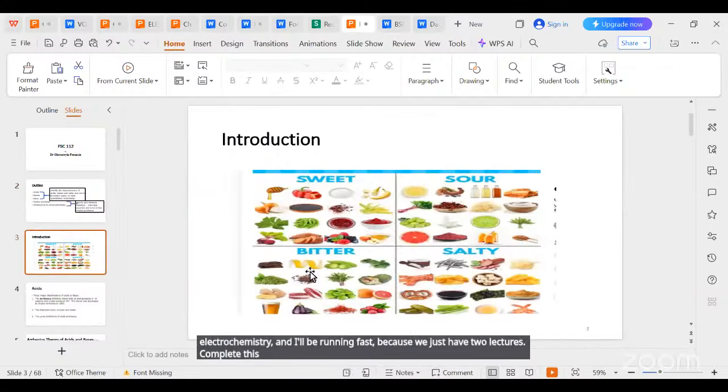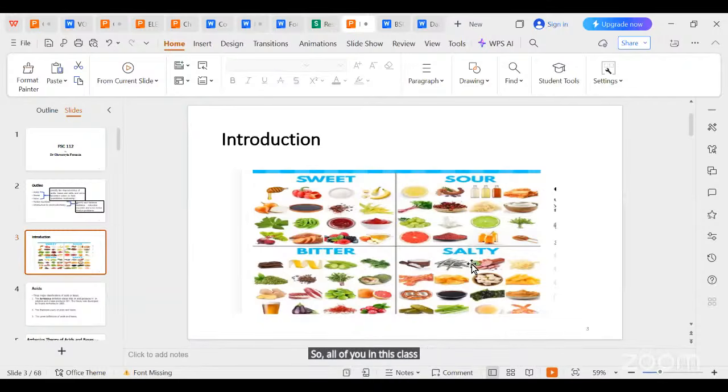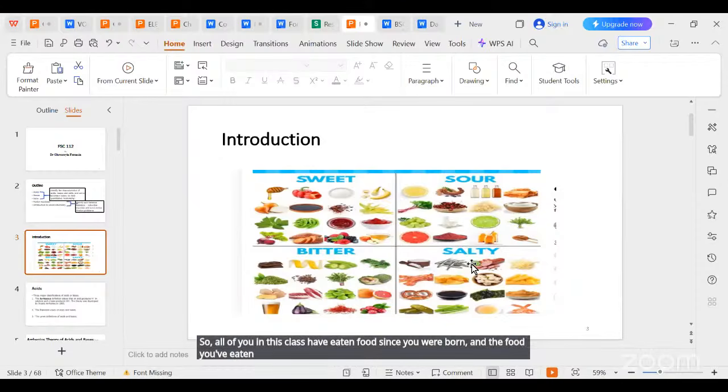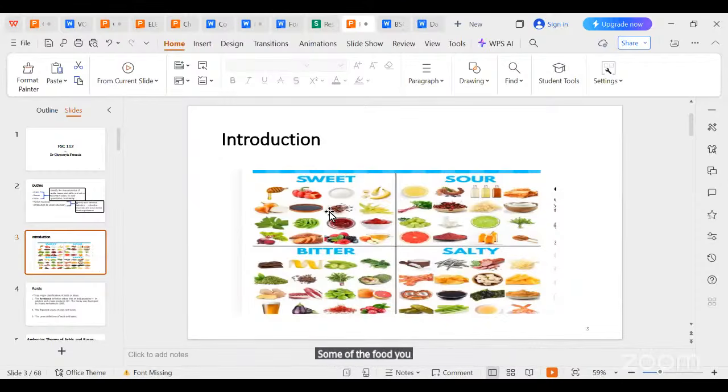But I know that everybody has eaten food since we were born to today. If none of us had eaten, we probably would have died at birth. So all of you in this class have eaten food since you were born. And the food you've eaten had different tastes. Some of the food you ate was sweet, some sour, some bitter, some salty. Even this morning, many of you have eaten.